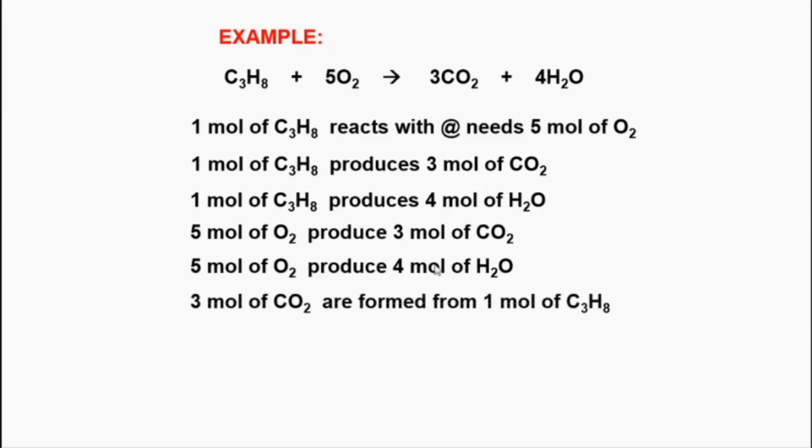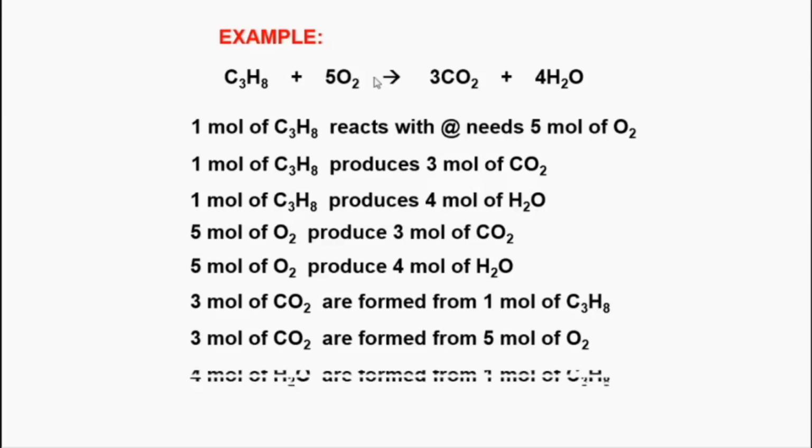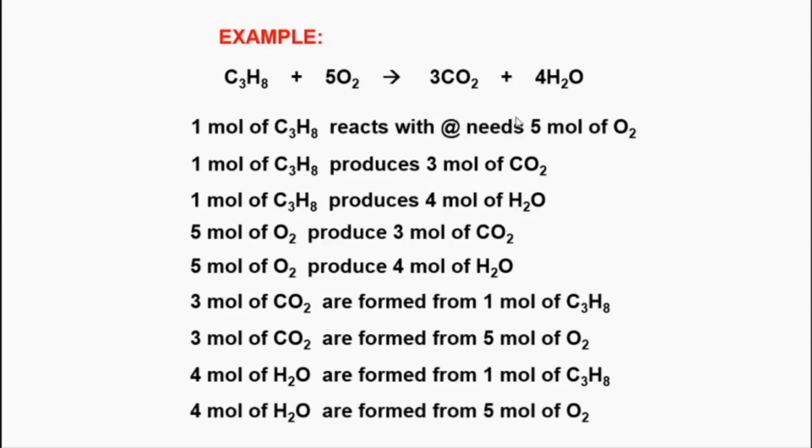Or if we look at the products themselves, for example, 3 moles of carbon dioxide gas are formed from 1 mole of propane, or from 5 moles of oxygen. And lastly, we can also use water to show the stoichiometric relationship. For example, 4 moles of water are formed from 1 mole of propane, or from 5 moles of oxygen. So these are what we call stoichiometric relationships between reactants and reactants, reactants and products, and products and products. Next, I'm going to show you a few examples of problems.